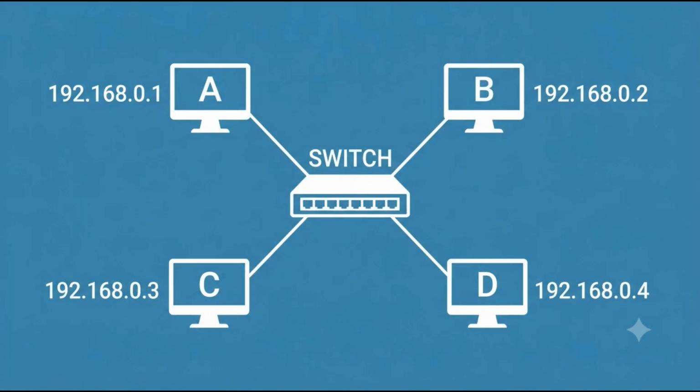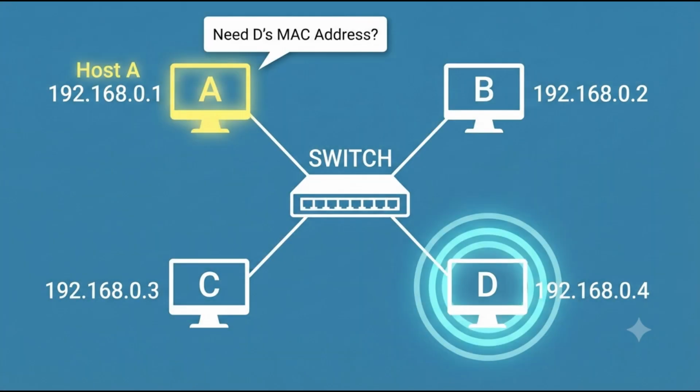How ARP works. Imagine a local network containing 4 computers connected through a switch: host A, 192.168.0.1; host B, 192.168.0.2; host C, 192.168.0.3; host D, 192.168.0.4. Suppose host A wants to send data to host D.